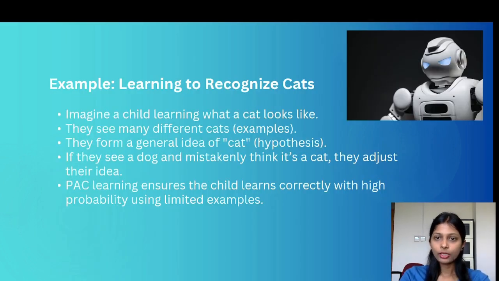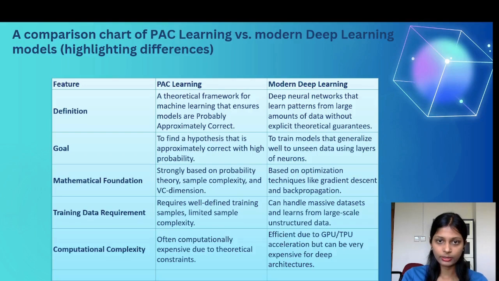Example: learning to recognize cats. Imagine a child learning what a cat looks like. They see many different cats. They form a general idea of a cat, that is a hypothesis. If they see a dog and mistakenly think that it's a cat, they adjust their idea. PAC learning ensures the child learns correctly with high probability using limited examples. So, you must have understood PAC learning through this example.